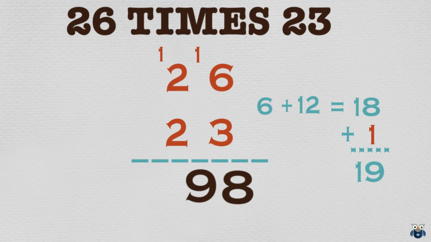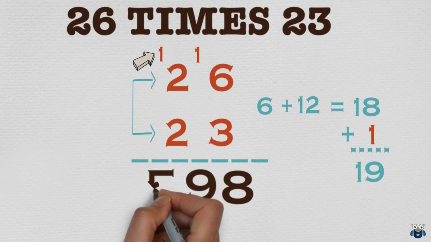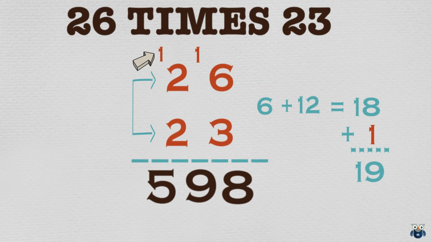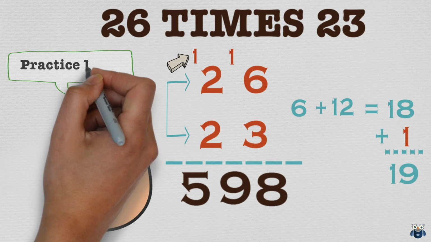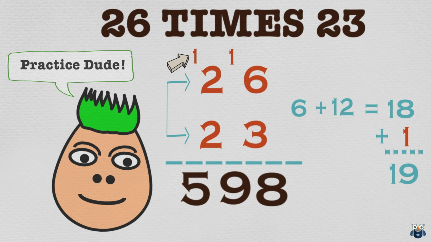Finally, we multiply the left digits. 2 times 2 is 4 and 4 plus 1 is 5. So our final answer is 598. As you can see, the carryovers have certainly made the problems tougher. But hey, this solution is still much faster than the traditional way taught in schools. Don't believe me? Why don't you try it out and see for yourself?